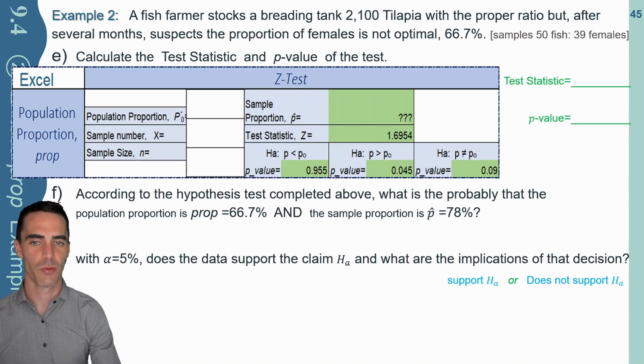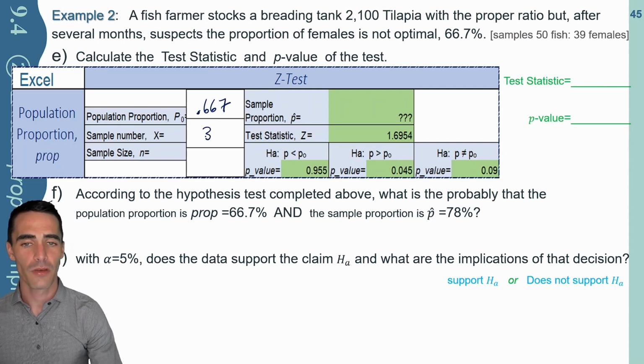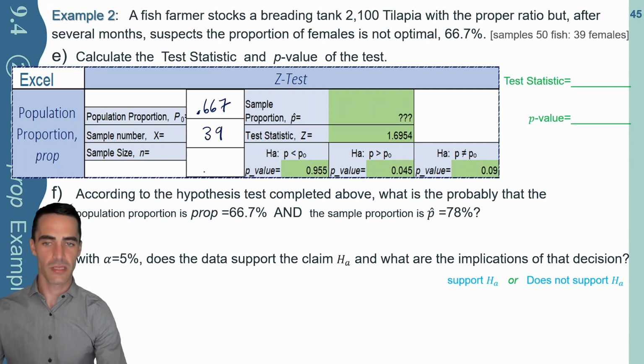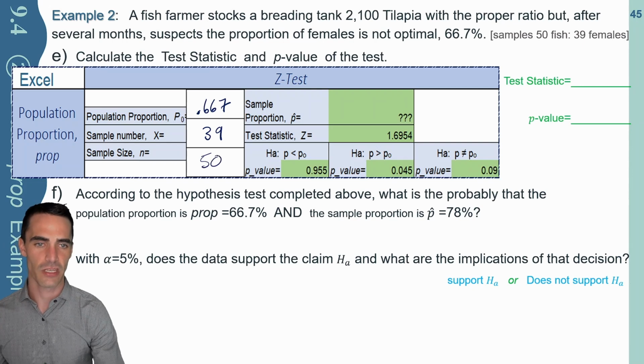We have a couple inputs to perform. The first one is the population proportion. This is what we're testing against. It was 0.667. That was the optimal number. 39 fish were doing what we want them to do. In this case, that was female out of the 50 fish in total.